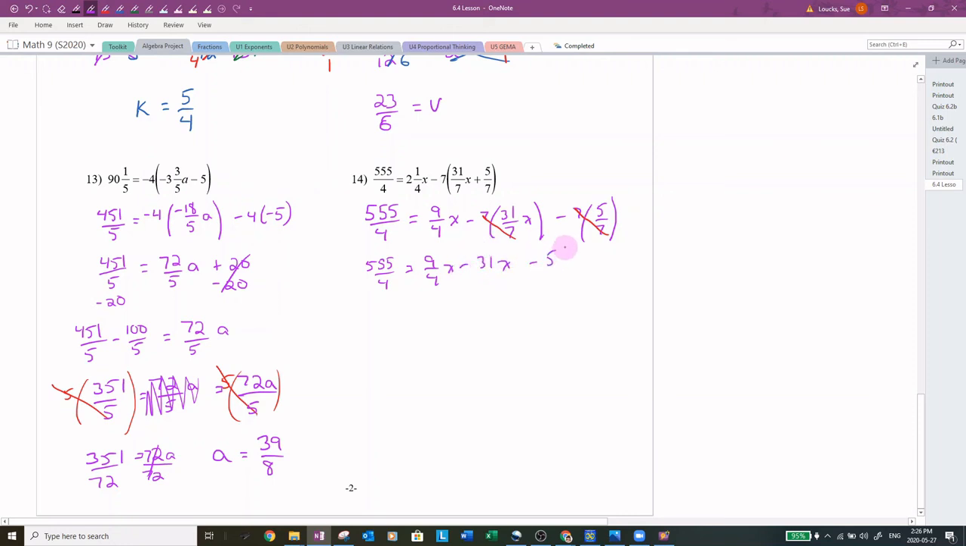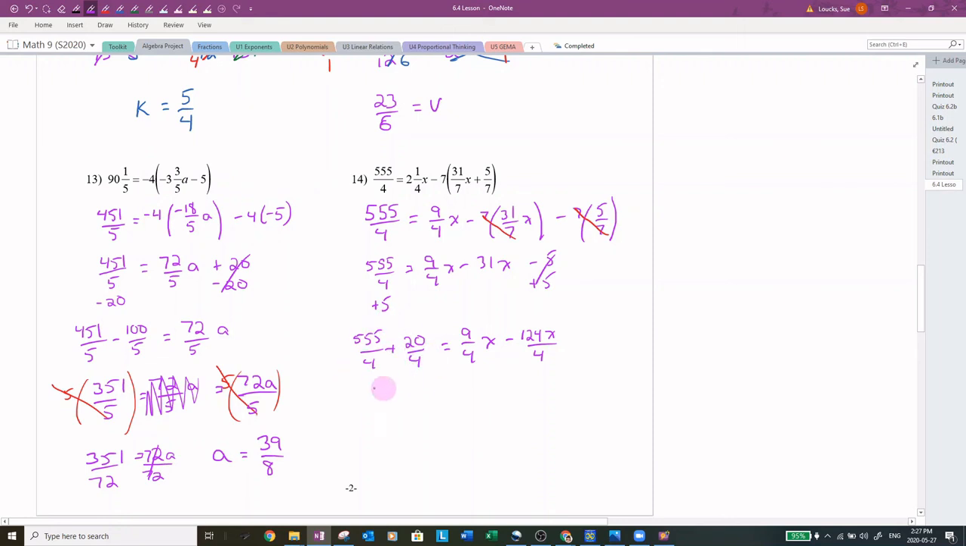minus 5. So I will add 5 to both sides. Okay, so I've got 555 over 4 plus, I need to write my 5 with a 4 in the denominator, so that's 20. And that's 9 over 4x minus, and I need to write my 31x as something with 4 in the denominator, so 4 times 31 is 124.